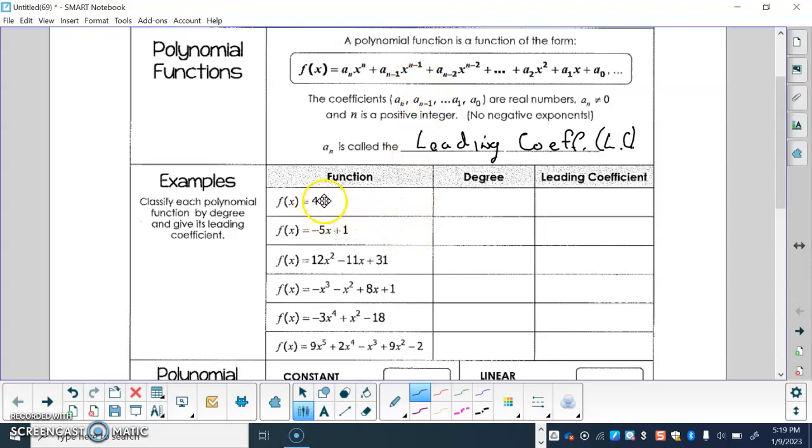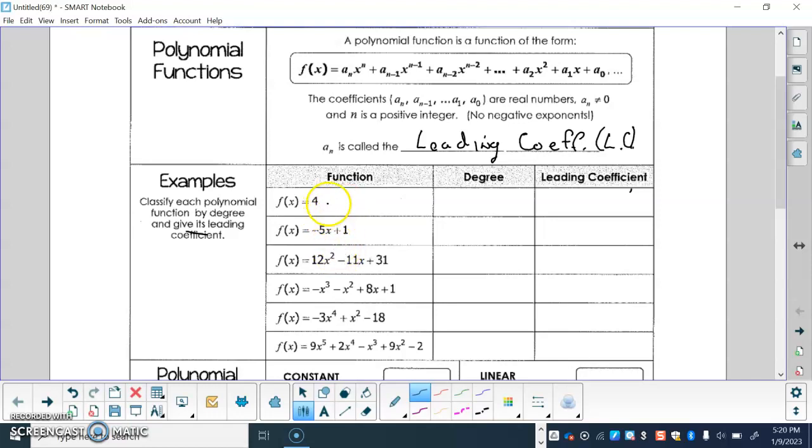All right, so on this one where we have examples of polynomials, we're going to talk about what the leading coefficient is, and now the degree is the number of the exponent. So classify each polynomial by its degree, and that is the number that is on the largest value variable exponent.